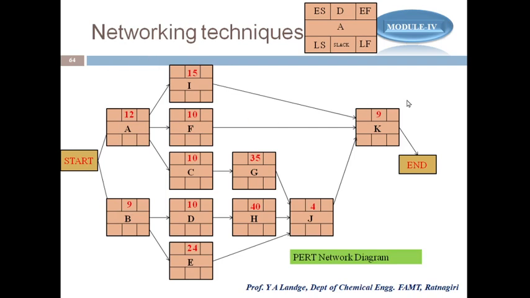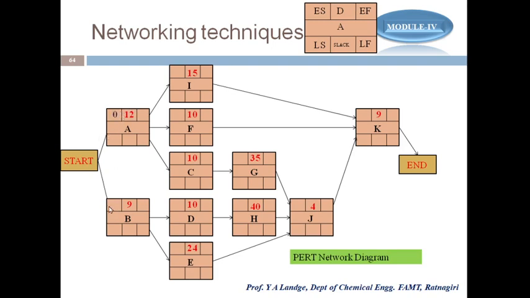Whatever red numbers are shown, that is the duration of time, the expected time to completion of this particular activity. Activity A is to be completed within 12 days. B is to be completed within 9 days, like this. Now once we draw this, we are interested in putting the value of the earliest start time. How can we write the earliest start time here? For activities A and B, as there is no predecessor, they start at time 0, so we put the value 0 here.